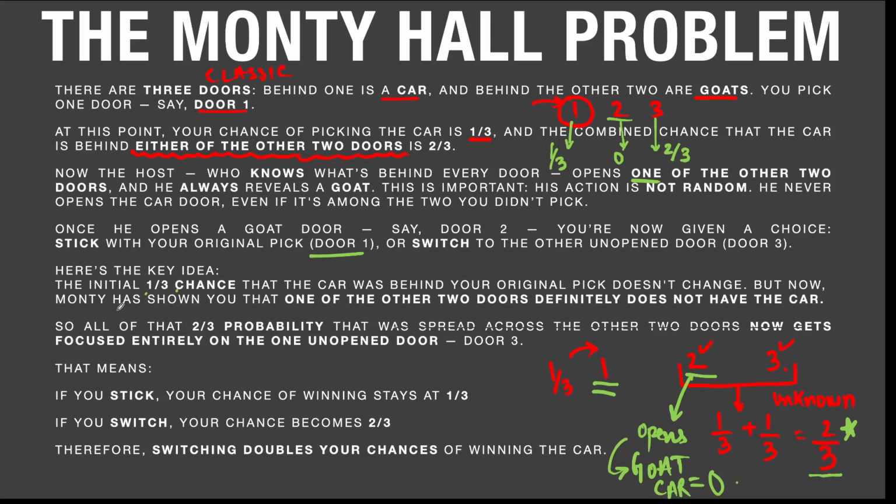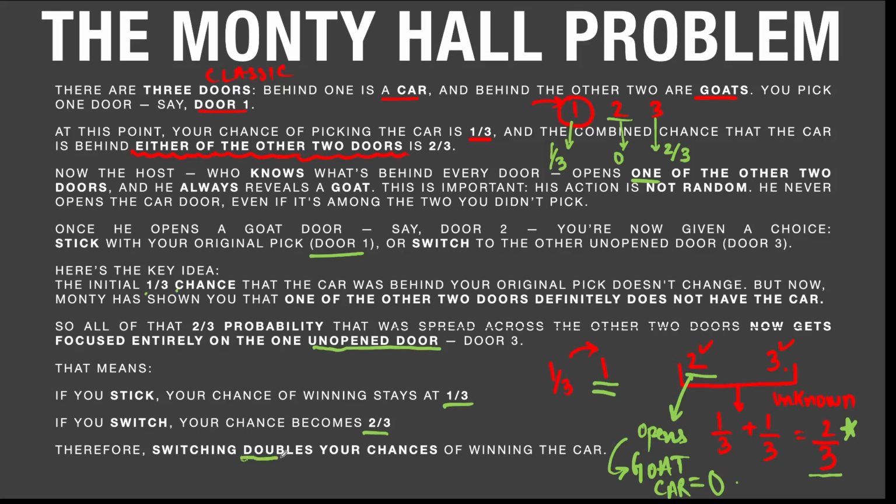But now Monty has shown you that one of the other two doors definitely doesn't have the car. Okay, he has already shown you that one of the other two doors doesn't have a car. So all of that 2 by 3 probability that was spread across the other two doors now gets focused entirely on the one unopened door. It shifts to the third door. That means if you stick, your chances of winning stay at 1 by 3, and if you switch, your chances become 2 by 3. Therefore, switching doubles your chances of winning the car.